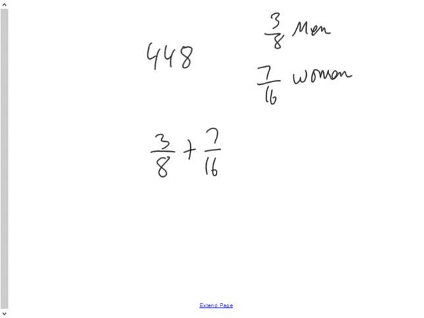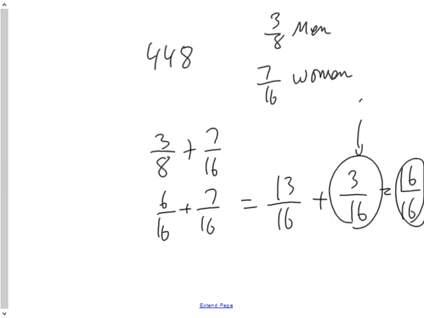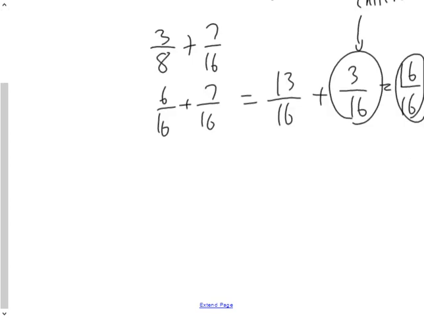And when I do that, I'm going to use my common denominator. I'm going to have 6/16 plus 7/16. So 13/16 of all the people in attendance were men and women, which means the rest were children, which means the rest had to be 3/16 to make all of the people. So therefore, 3/16 of all the 448 people were children. So for the first part, 3/16 are children.